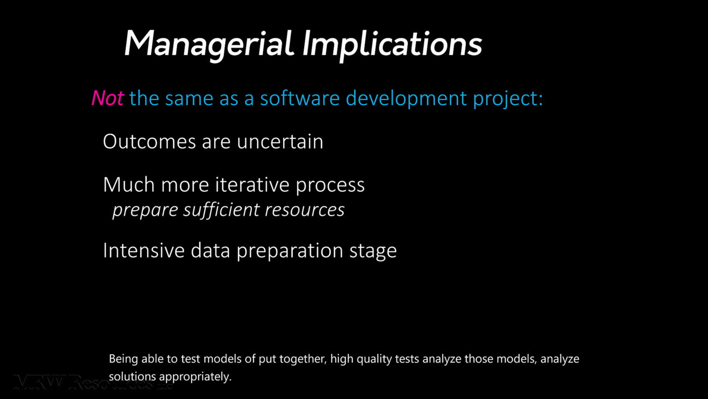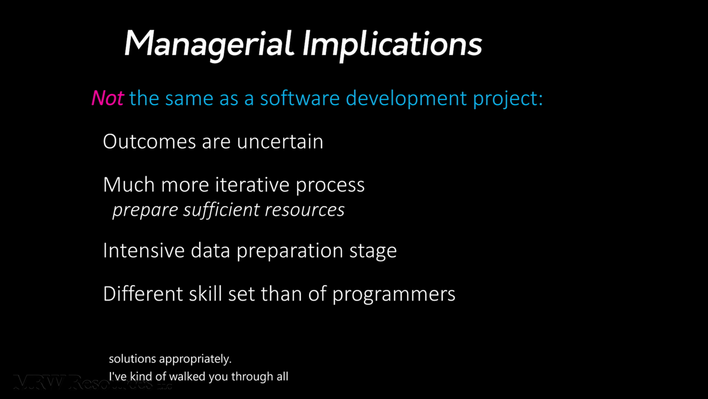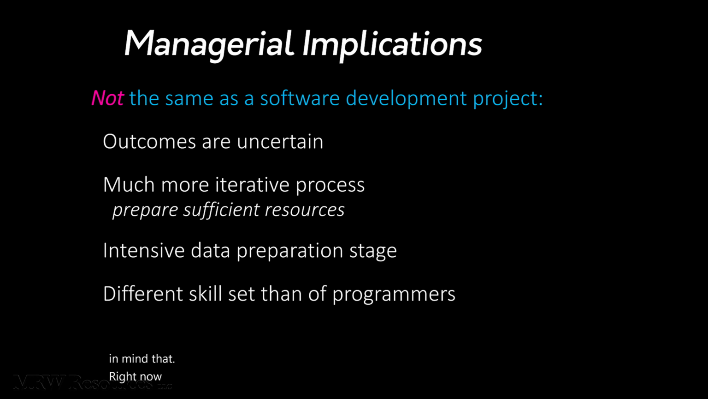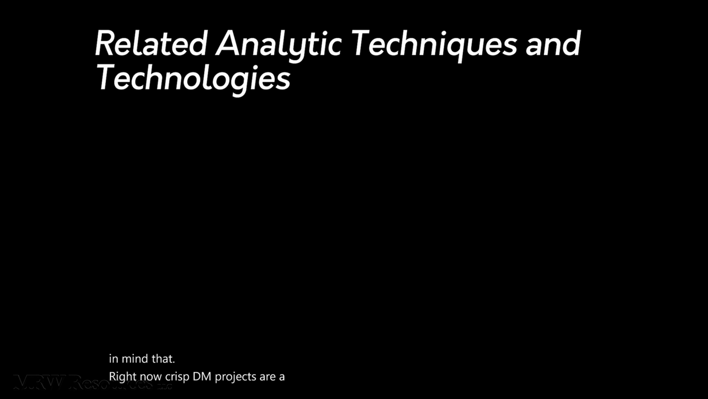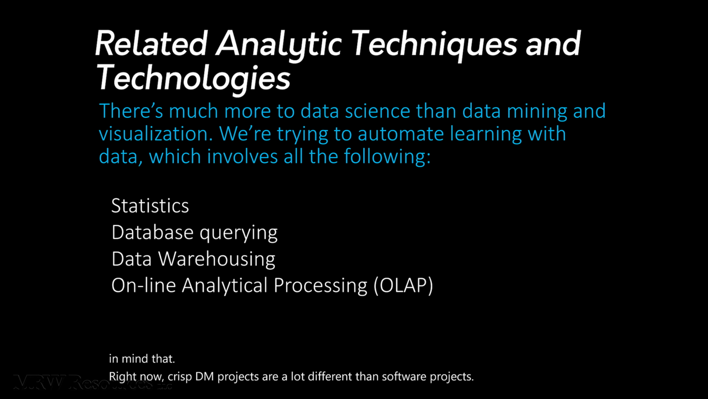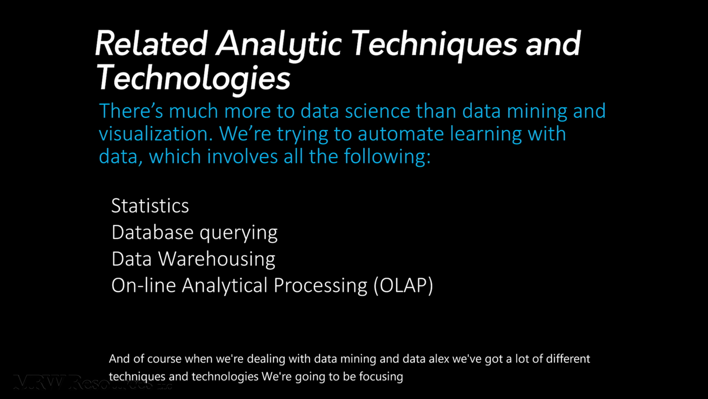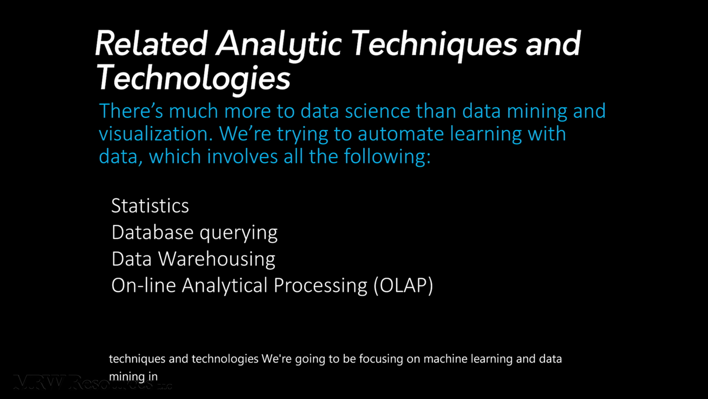So I've kind of walked you through all of these bullet points here, and they're important to keep in mind that right now CRISP-DM projects are a lot different than software projects. And of course, when we're dealing with data mining and data analytics, we've got a lot of different techniques and technologies. We're going to be focusing on machine learning and data mining in this particular course, but you're certainly relying on information in your other courses as well.